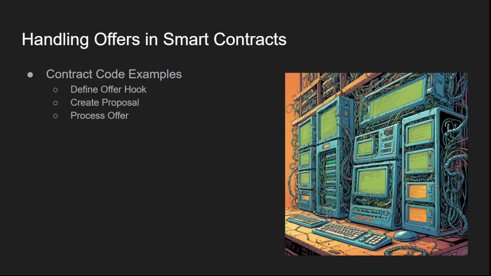Writing contract code to handle offers involves setting up the offer hook, defining the proposal, and processing the offer based on the conditions. Create a function that processes the offer, checking conditions and executing logic for acceptance or rejection. Define the terms of the offer, specifying what is being given and what is being received. Use the offer hook to handle the offer, ensuring that it is either accepted or rejected based on the conditions.